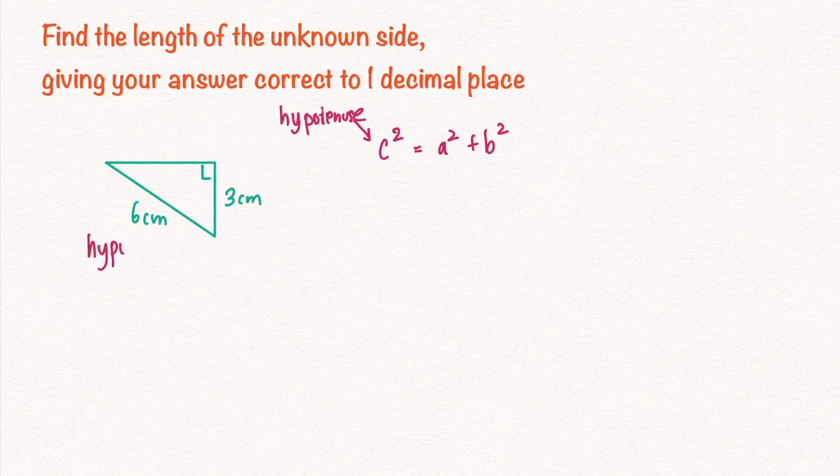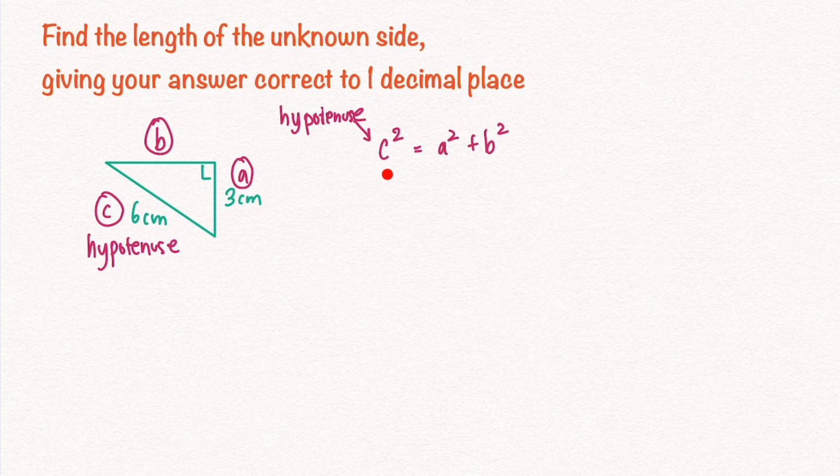So I'm going to write hypotenuse and call it C, because the hypotenuse has to be C. It doesn't matter whether I call my 3 A or my unknown side A, because for the two other side lengths you can put A or B. It's just that with the hypotenuse, it has to be C. So I'm going to call my 3 centimeters A and the unknown B. So B is what I'm looking for. Then start to plug in the values that you know.